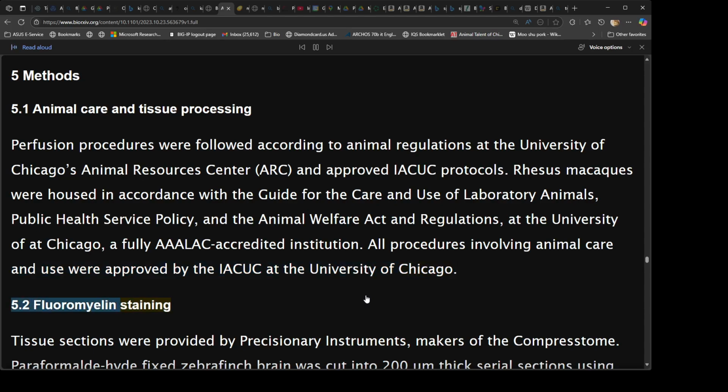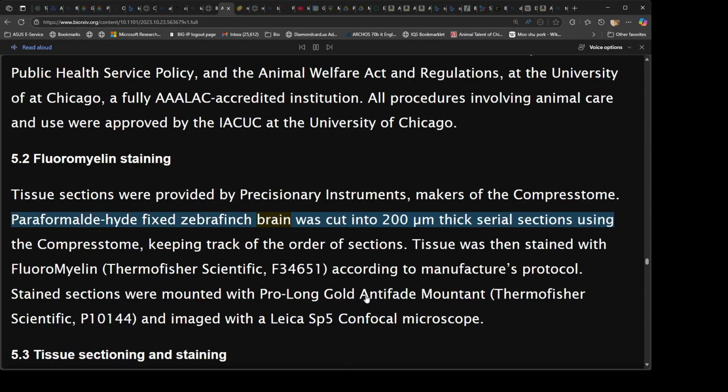5.2 Fluoromyelin staining. Tissue sections were provided by Precisionary Instruments, makers of the Compresstome. Paraformaldehyde fixed zebra finch brain was cut into 200 µm thick serial sections using the Compresstome, keeping track of the order of sections. Tissue was then stained with fluoromyelin, Thermo Fisher Scientific, F34651, according to manufacturer's protocol. Stained sections were mounted with ProLong Gold antifade mountant, Thermo Fisher Scientific, P10144, and imaged with a Leica SP5 confocal microscope.